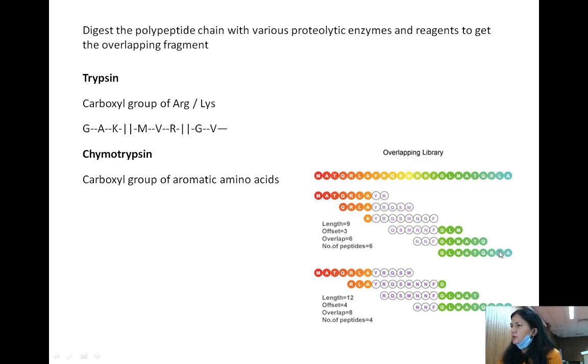Yes or no? Any confusion? Anup? No, ma'am. Okay. So each overlapping fragment will have the overlapping amino acids, and each will have the N-terminal end and the C-terminal end. Now what we will do is try to sequence each and every overlapping fragment. Now you can sequence it either from the N-terminal end or from the C-terminal end. Suppose this is the N-terminal end, this is the C-terminal end.